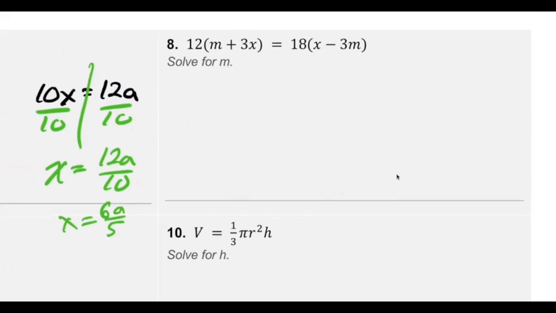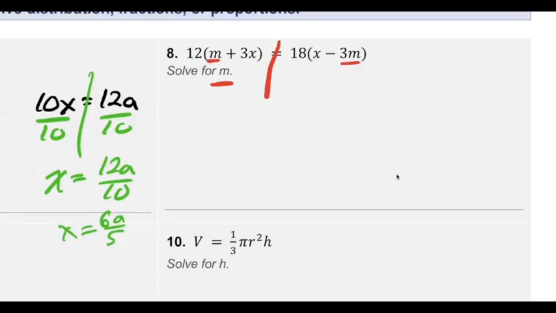Let's move on to this one. We want to solve for m in this case, but same idea. We have an m on both sides, so let's distribute. No other way around it.